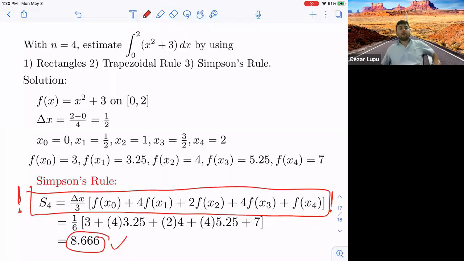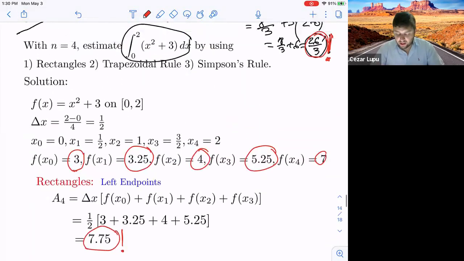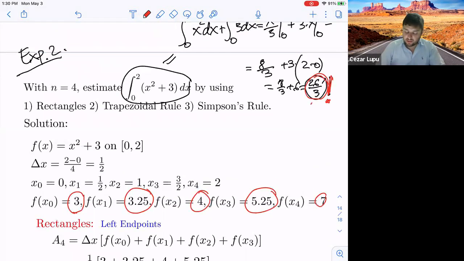I want you to tell me which one is closer to the exact value of the integral. And in fact, we know the exact value. So what is this? Approximately, what is this? Can you tell me? 26 over 3 will be what? If you do it with a calculator, it will give you what? Tell me. 26 over 3 is what? 8.6667, right?